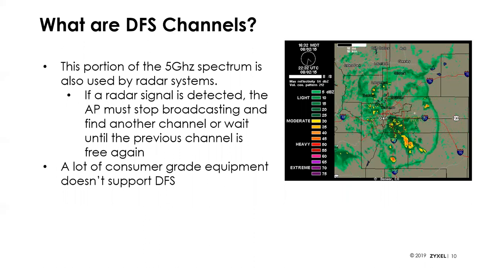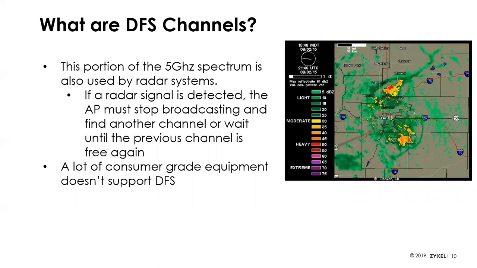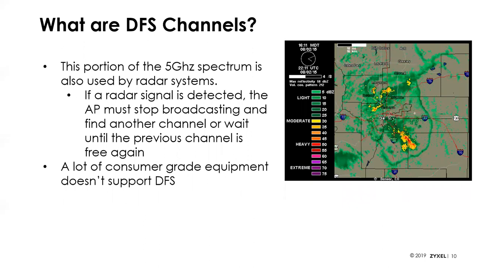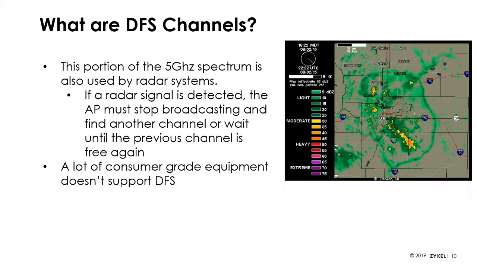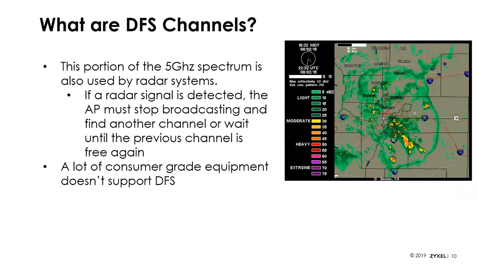So the FCC came up with this DFS. Basically, your access point, before it can start broadcasting on one of these DFS channels, it has to listen to the channel for a certain period of time, verify that there are no legacy devices using that same channel, and then it can start broadcasting. And if at any time it picks up something that it feels is a legacy device, it then must stop broadcasting and either switch to a non-DFS channel or switch to a different DFS channel. But again, it's got to listen and wait to verify that channel's not being used.